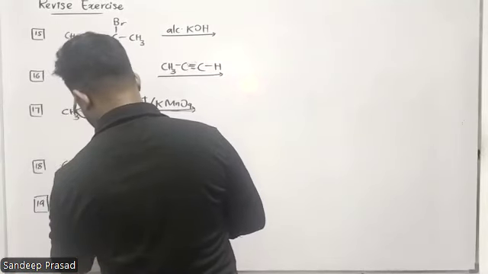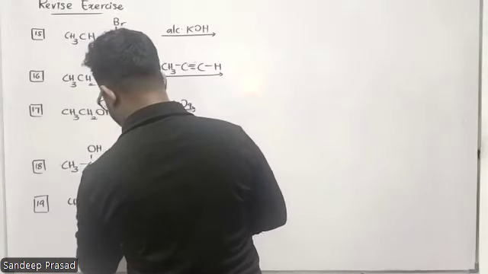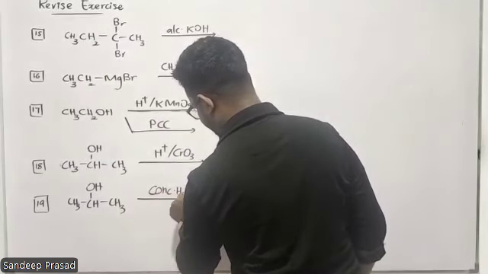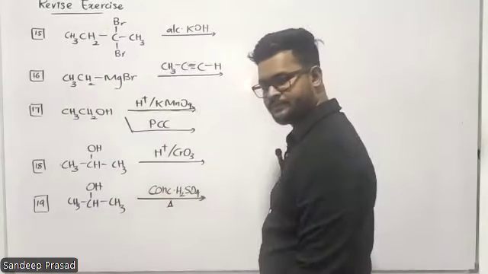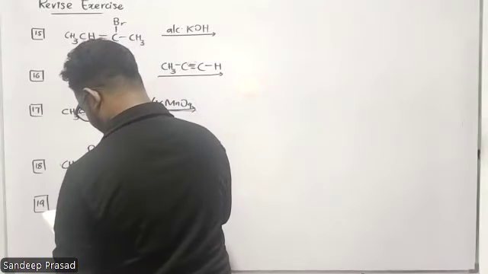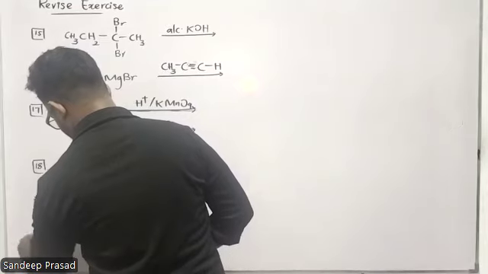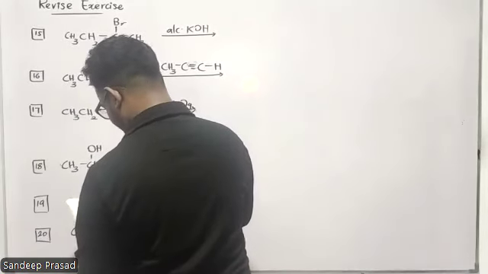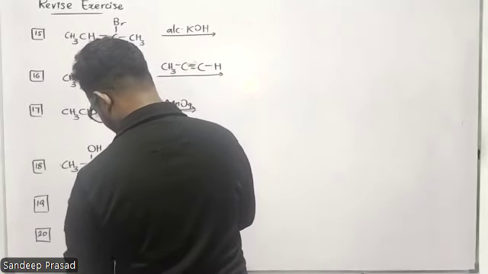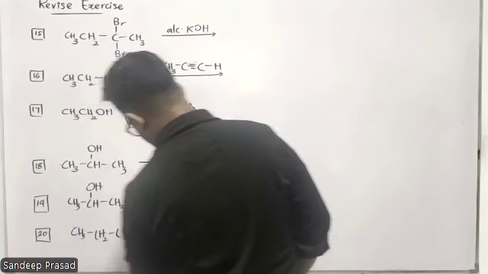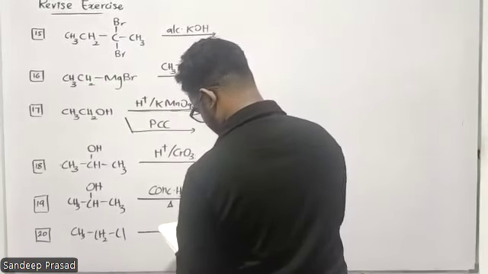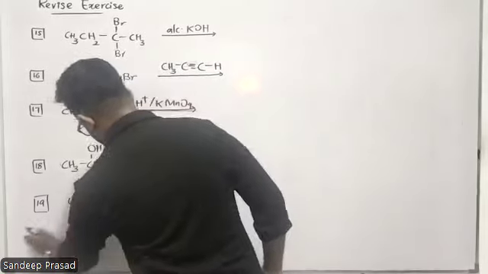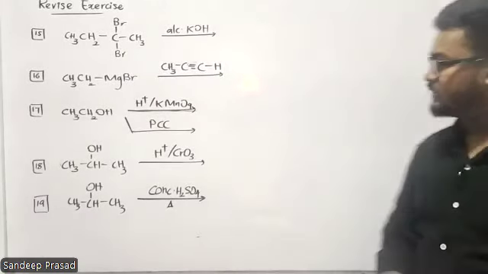Number 19: can you remember dehydration of alcohols? We are adding concentrated sulfuric acid and heat. Number 20: CH3CH2Cl. Okay, no, this is 19. So let's quickly complete this one.